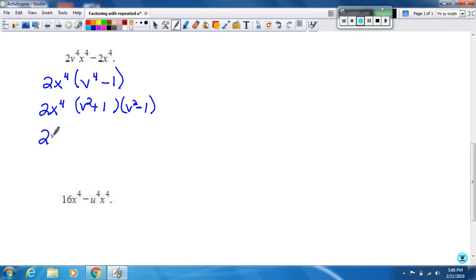So I have 2x to the 4th. There's no such thing as the sum of 2 squares, so this just gets written down. But this is a difference of 2 squares, so you can go again. Split your v's up evenly. To get this negative, you have a positive times a negative, and the square root of 1 is 1.